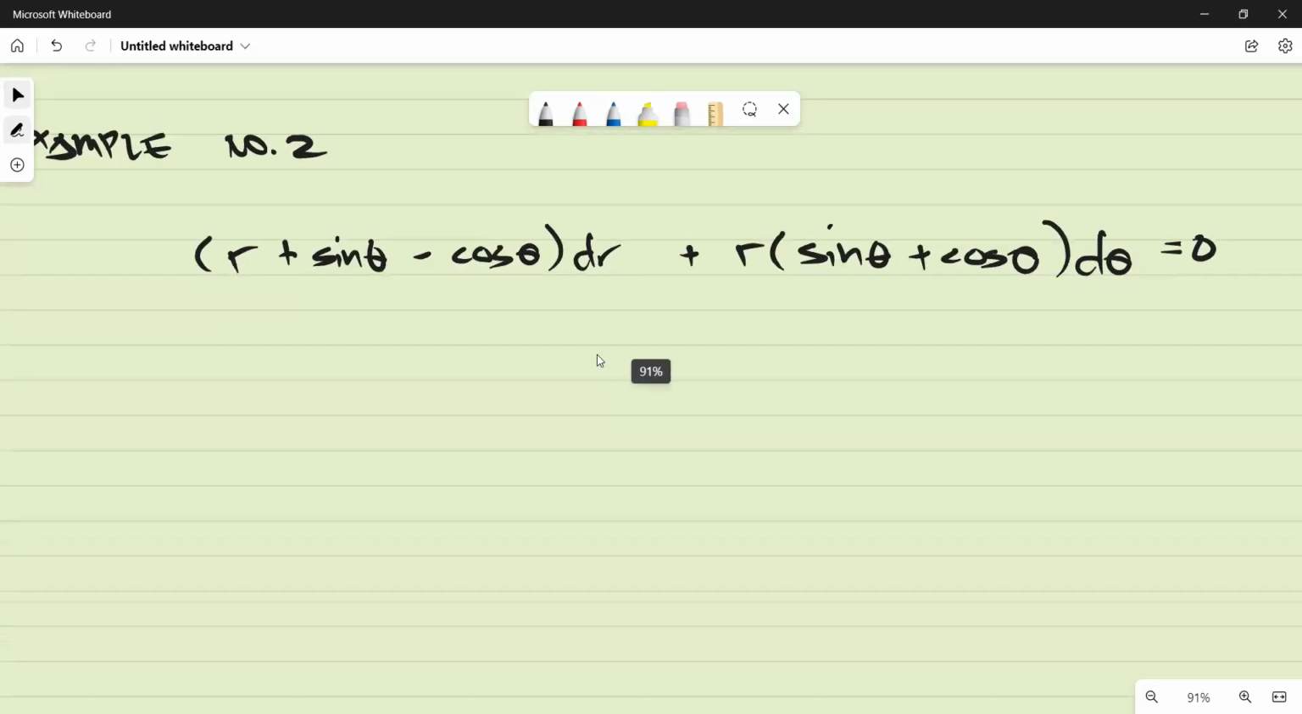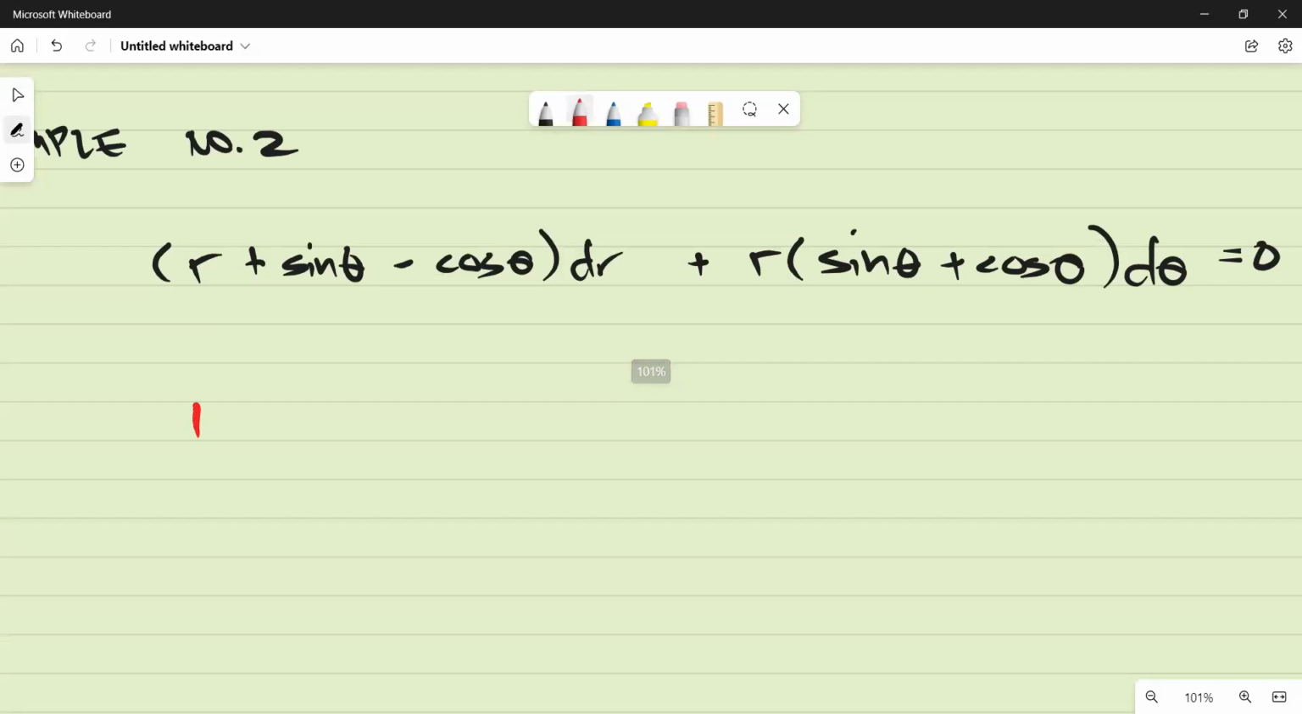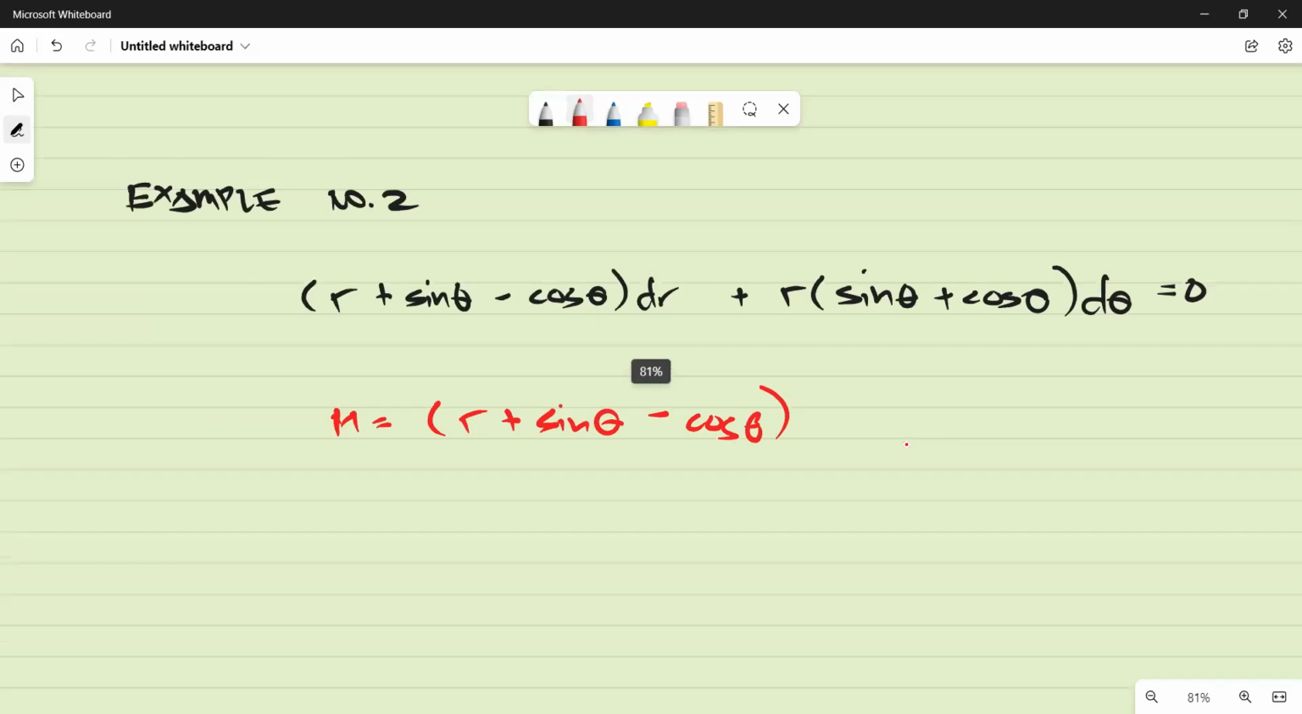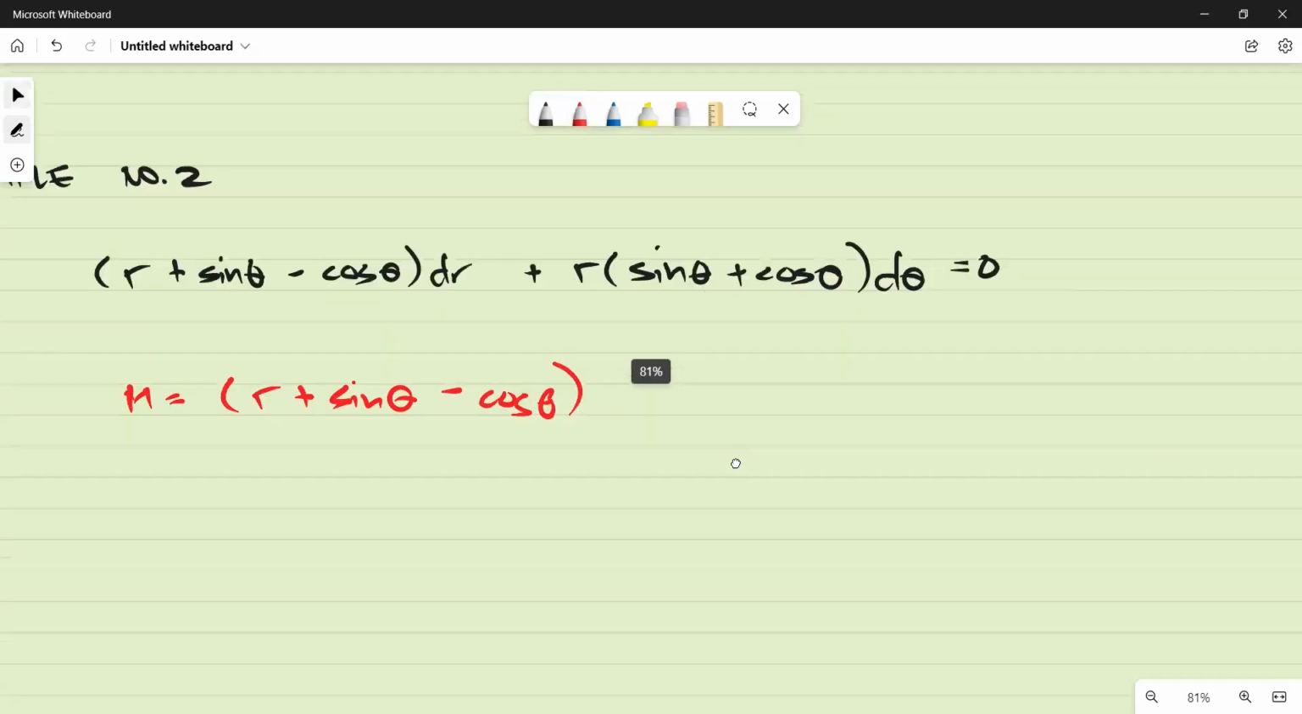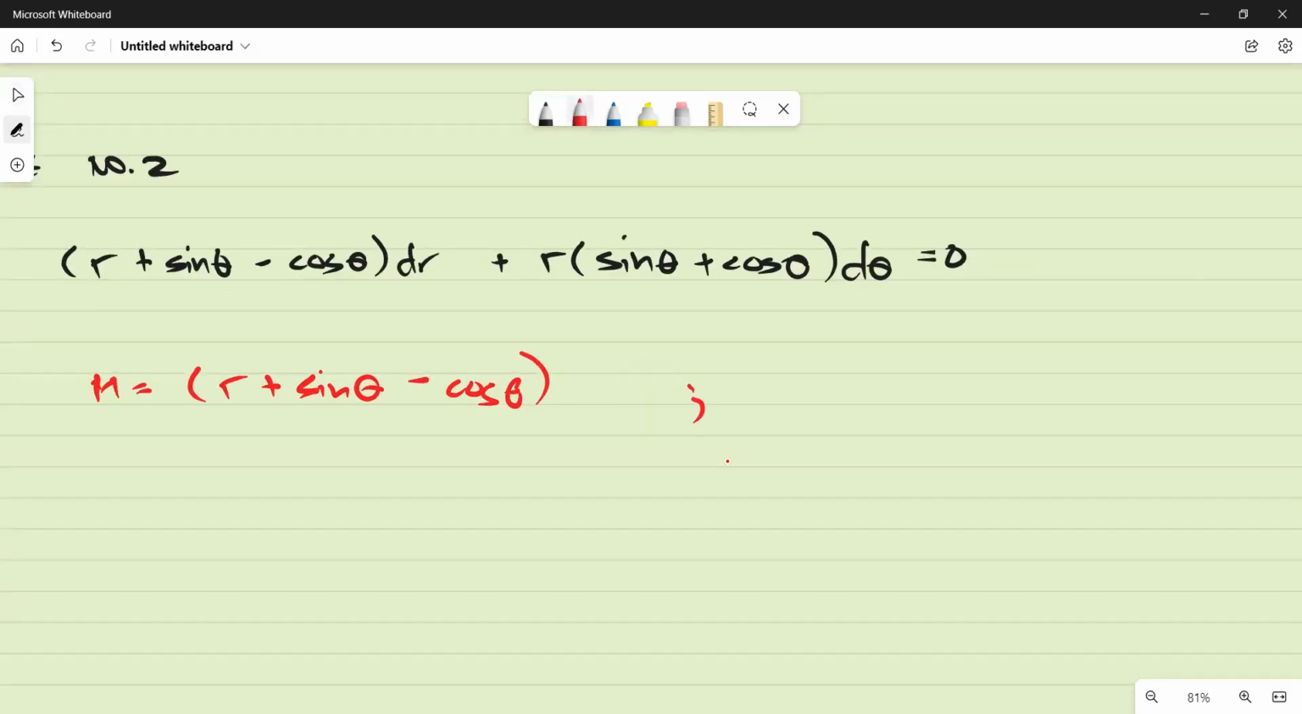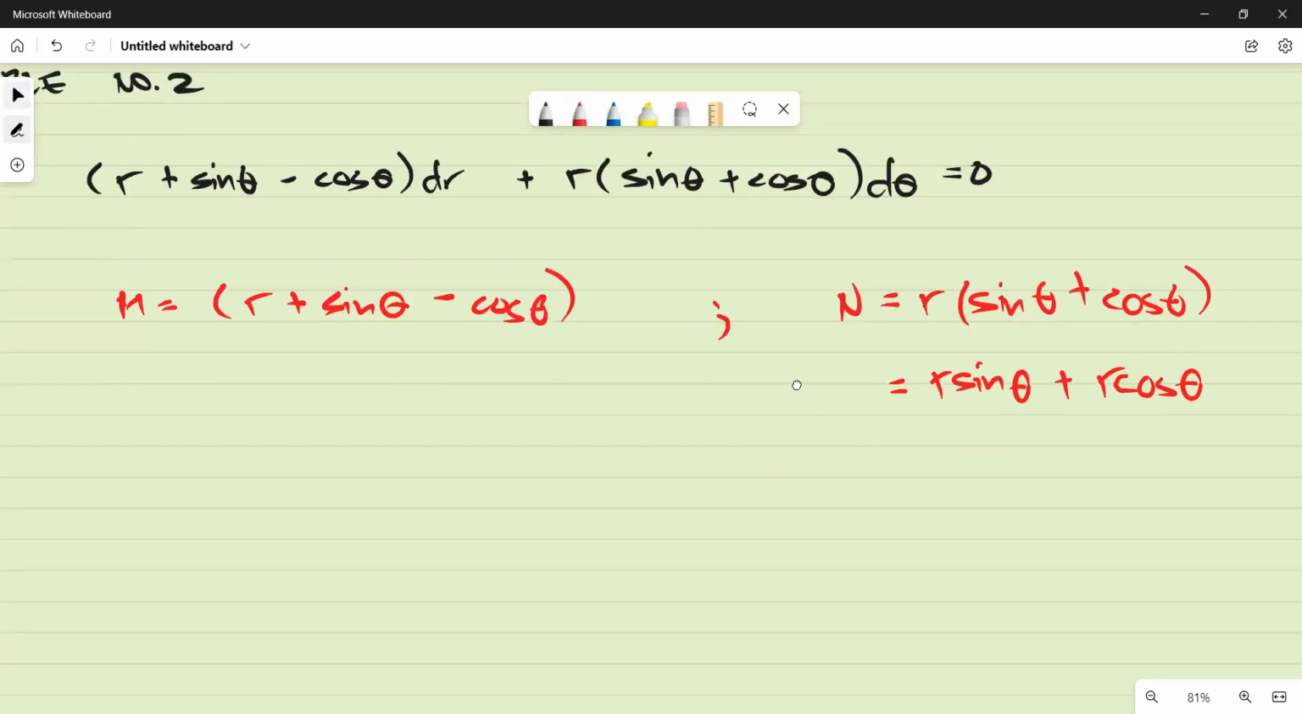And first, let's identify ano ba yung M natin dito. Ang M natin dyan, definitely, itong unang term. Yan ang gawin nating M. Actually, kahit ano naman, basta consistent ka lang dun sa solution mo, magiging tama din yan at the end of the day. Okay? And our N is equal to R sine theta plus cosine theta. Let's simplify that. That is R sine theta plus R cosine theta. Para kita lang natin. Okay?